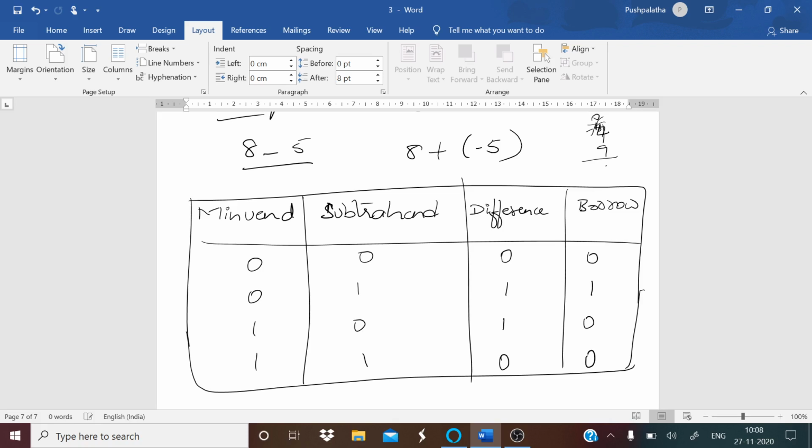No borrow. Only if you are subtracting a bigger number from a smaller number, you are borrowing, right? In the same way, here also, you are subtracting a bigger number from a smaller number, then you have a borrow of 1. You have to understand this. Only if you are subtracting a bigger number from a smaller number, you have a borrow.